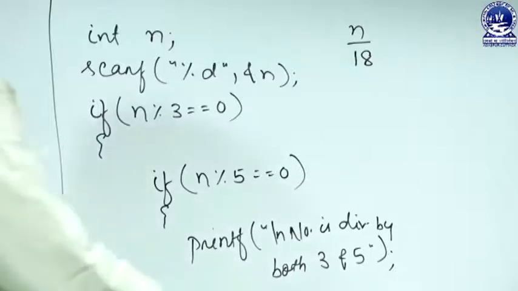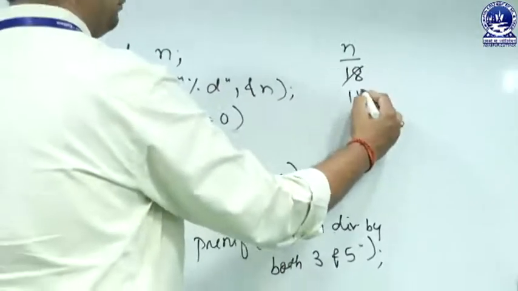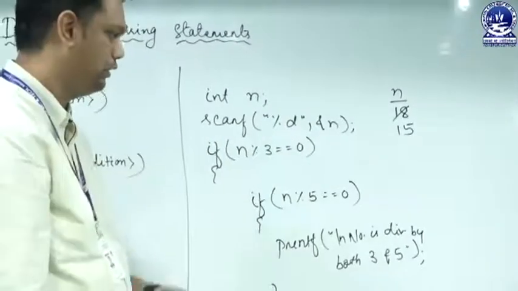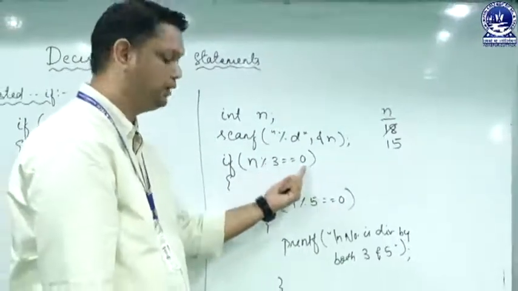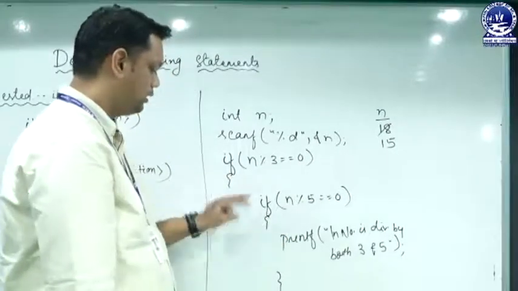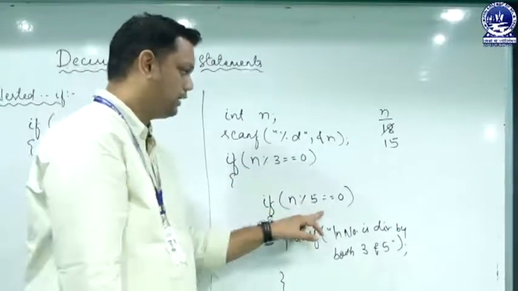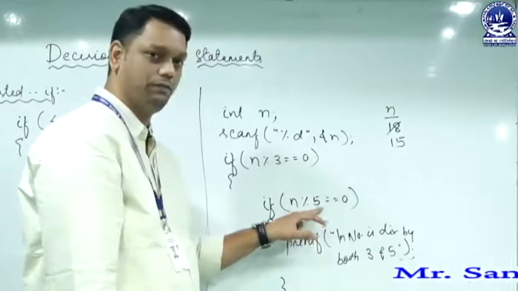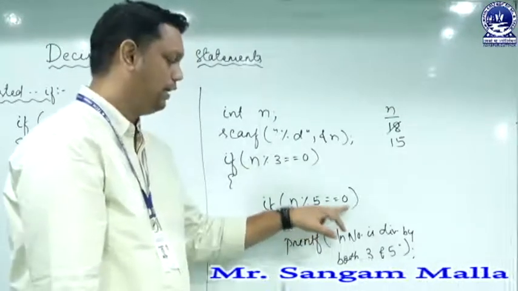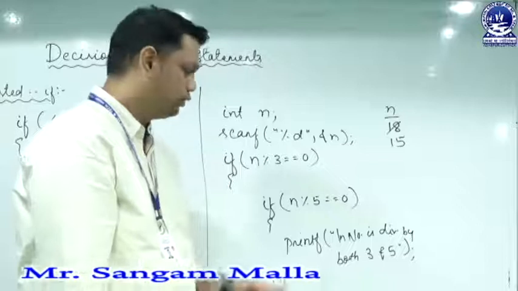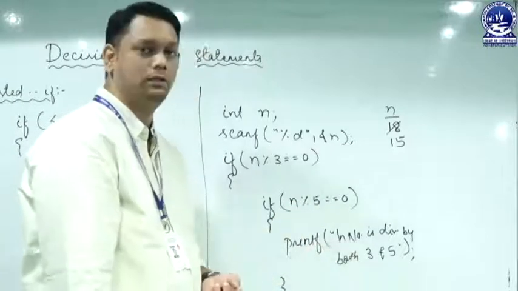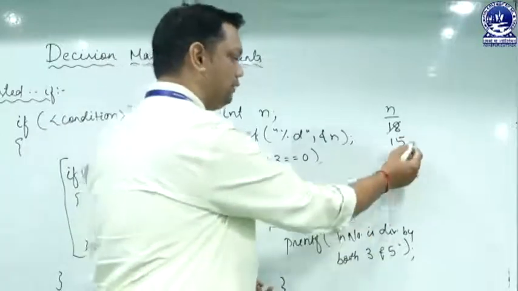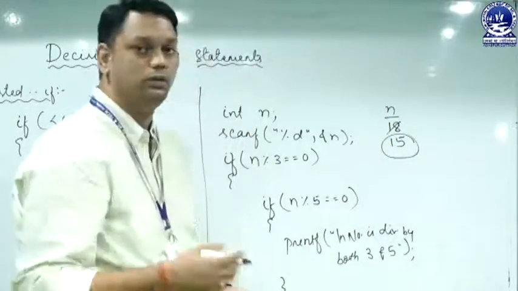But if I take, let's say, 15 as an example. So 15 is divisible by 3. Yes, it is divisible by 3 and the remainder is 0. Next it will come to this if block and it will check another condition. Is 15 divisible by 5? Yes, true, it is divisible by 5 and it returns the remainder 0. Then only it will enter this block and print the number is divisible by 3 and 5. So 15 is a number which is divisible by both 3 and 5.